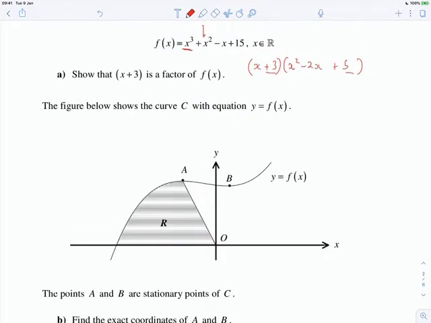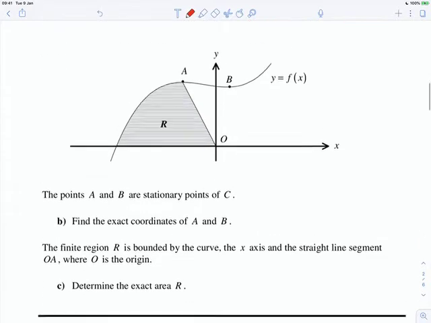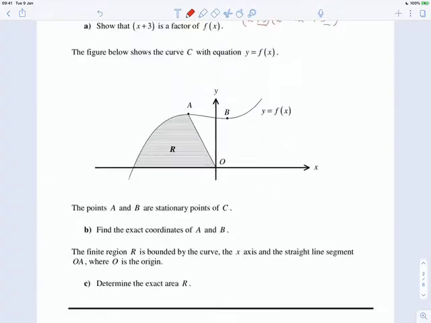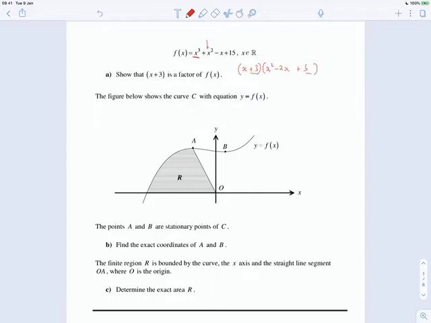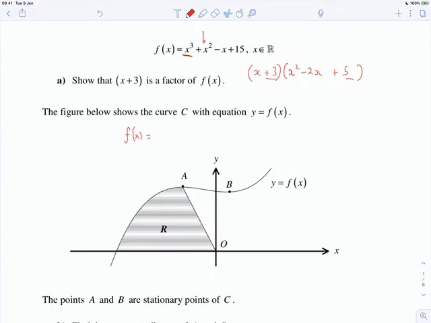Okay. The figure below shows the curve C with equation y equals f of x. Points A and B are stationary on C. Okay. So, if A and B are stationary, then that means f dashed of x, which is when you differentiate the function, so x cubed becomes 3x squared, x squared becomes plus 2x, minus x becomes minus 1, 15 differentiates to nothing. The stationary points are when f dashed of x equals 0.